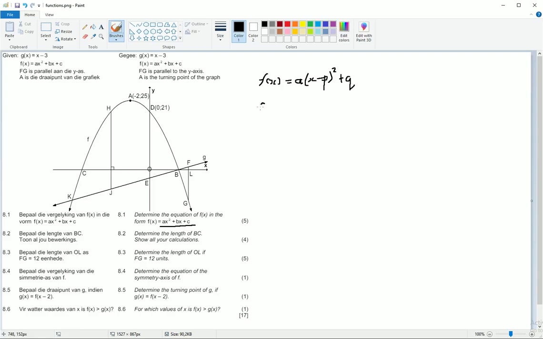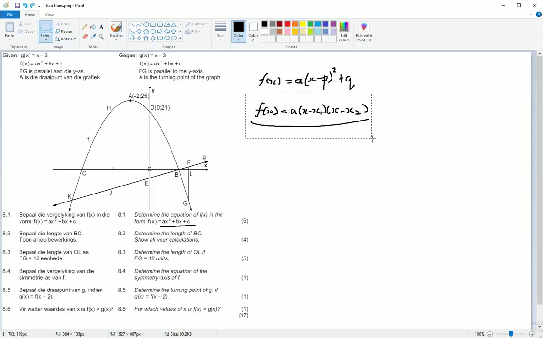Or you could also use f of x is equal to a open bracket x minus x1 close bracket, open bracket x minus x2 close bracket. Right, so you could possibly use that one as well. This one you're going to use if you have your x-intercepts, right? So these are the x-intercepts. We don't have them yet, so we can't use the second formula. You do have your turning point, so we're going to use the first one, which is our turning point formula.